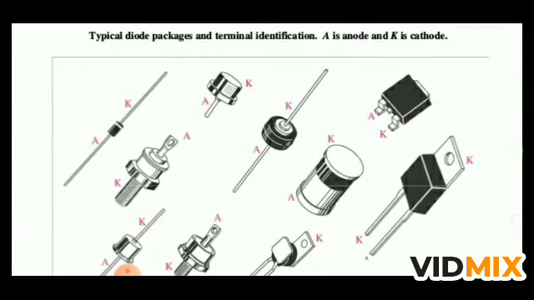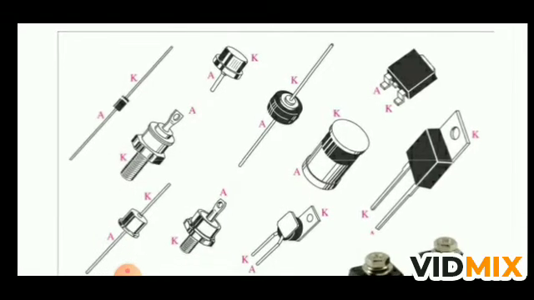There are typical diode packages, and you have seen in this diagram, and you can match it whenever you go to any electronic shop to connect any of your devices like TV or mobile or anything. They are using these types of devices in their circuits. Typical diode packages and terminal identification: if you see in this diagram, A is for anode and K is for cathode. So these are the diagrams which can help you identify what the diode is and how we are using it in electronic devices. There are different types and different designs of valve.